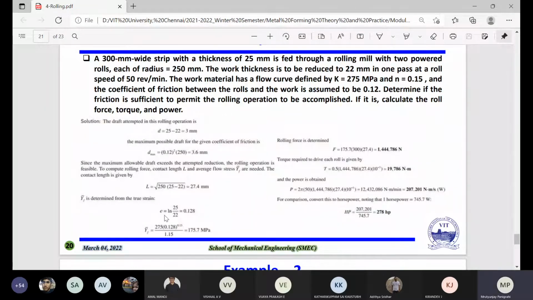Right. So after epsilon, then you have to find out the average flow stress. Then on the right hand side, if you want to find out the force, then the torque, then the power. Okay, so power will be around 12,432,086 Newton meter per minute. Or if you want to convert to watt, you can make it 207,201 watt.